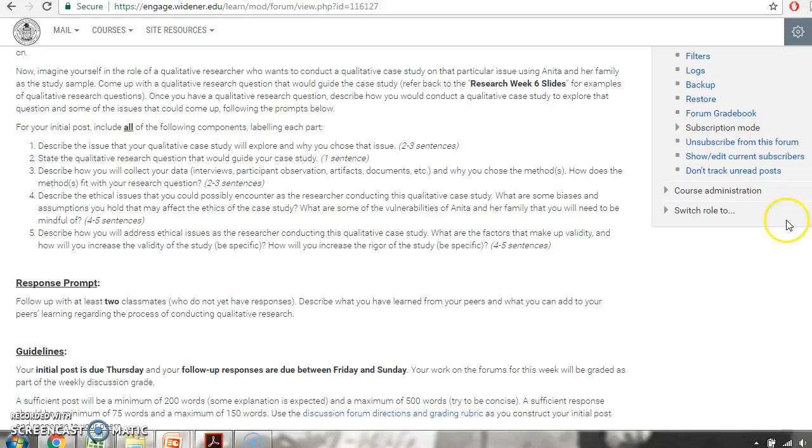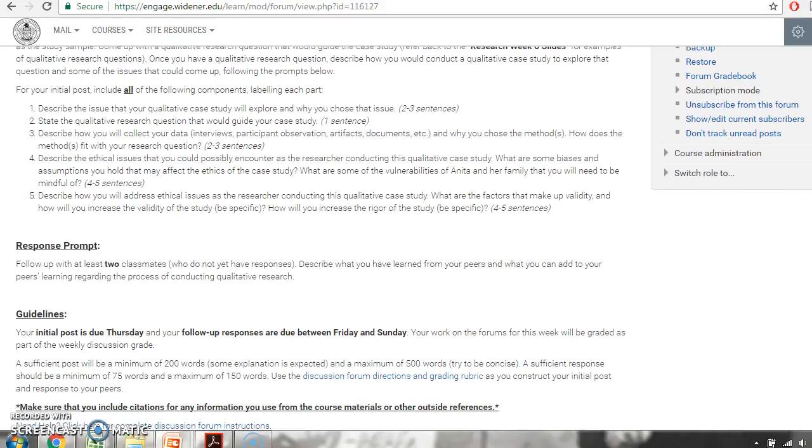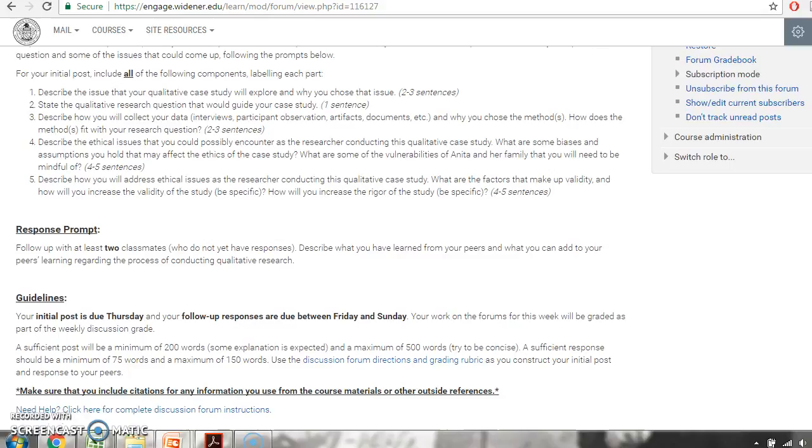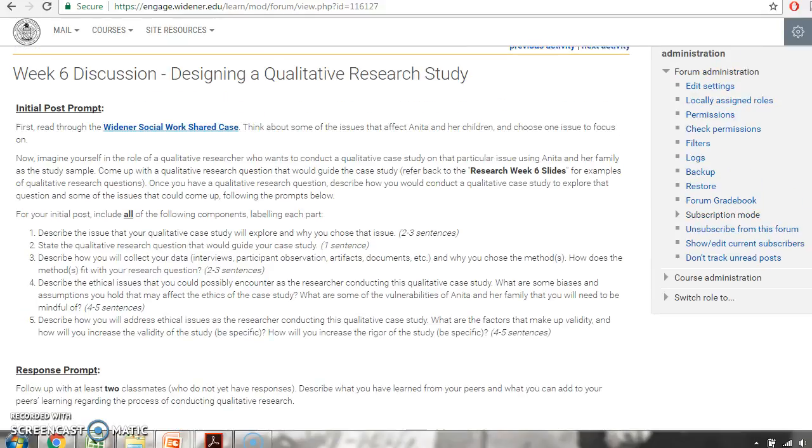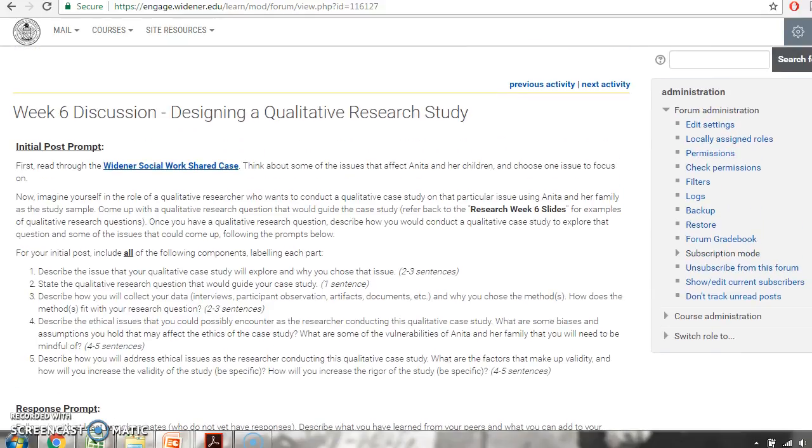Your initial post is due Thursday, as always, and a sufficient post should be in the 200 to 500 word range, and then you're required to follow up with 2 classmates by Sunday with word limits of 75 minimum to 150 words maximum. And again, we'll follow the grading rubric that we've been following all along this semester for discussion posts. So I hope that's clear. If anyone has any questions about this assignment, please feel free to email me, but I wanted to make sure I took the time to review it since it is a new assignment to this course.